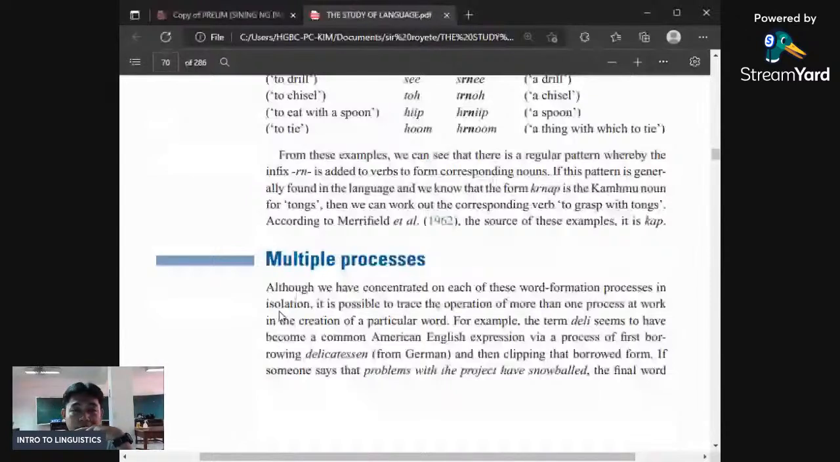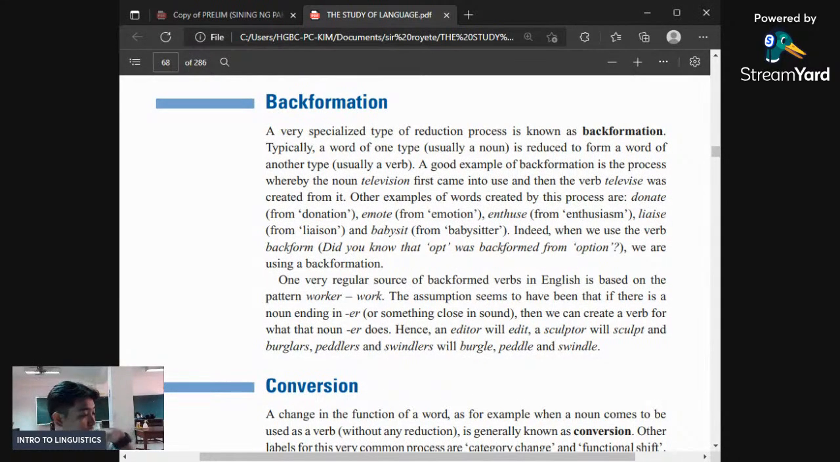Alright, so we also have back formation. Back formation is a very specialized type of reduction process. Typically a word of one type, usually a noun, is reduced to a form of another type, usually a verb. For example, television, then ginawa natin verb siya, televise. From television, a noun, nagiging televise, a verb, created from it. So, ibig sabihin yung back formation is from noun to verb.